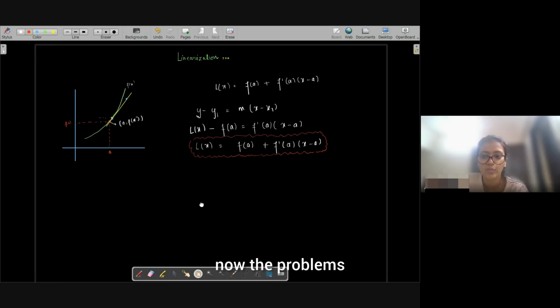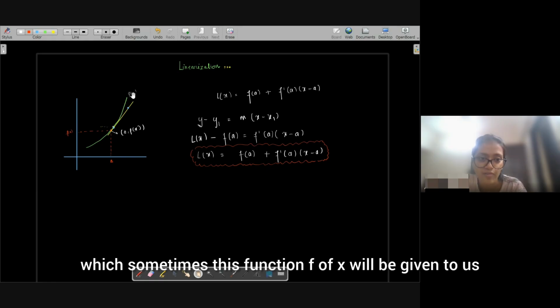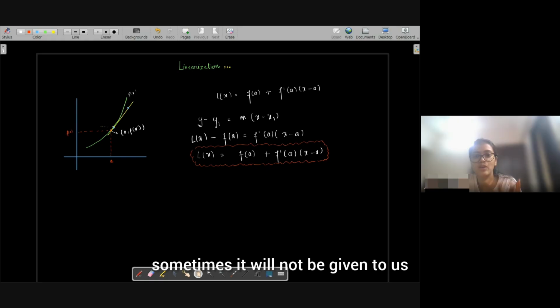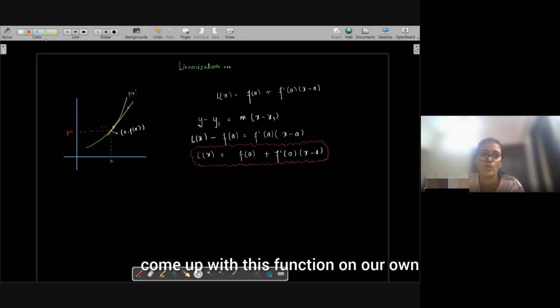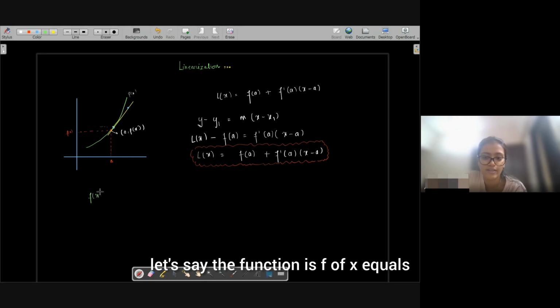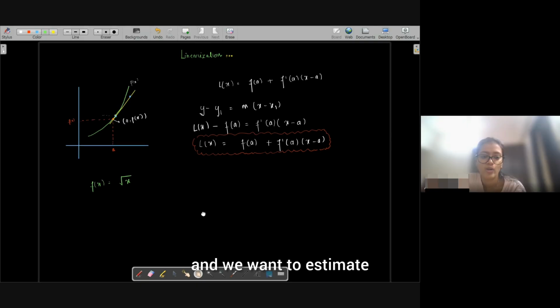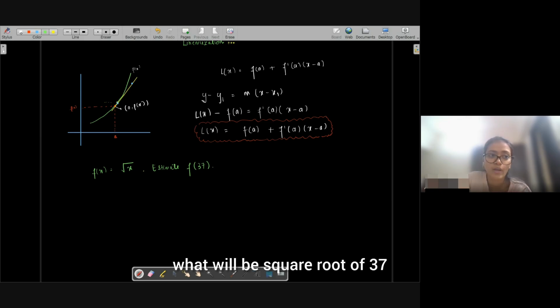Now the problems that we get are the problems in which sometimes this function f of x will be given to us, and sometimes it will not be given to us, and we will have to come up with this function on our own. So let's say the function is f of x equals square root of x, and we want to estimate f of 37. We want to find out what will be the value of f of 37. That means we want to find out what is square root of 37.